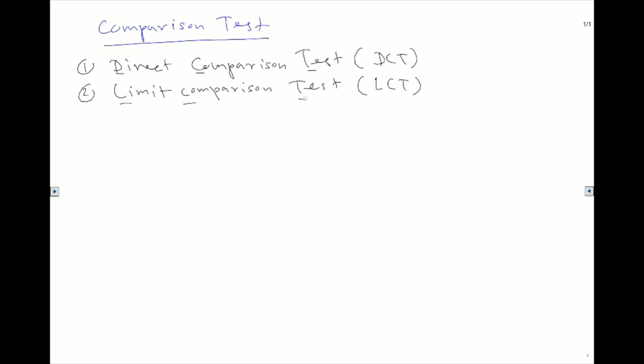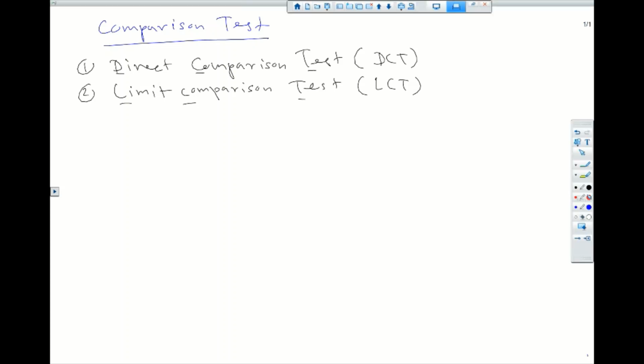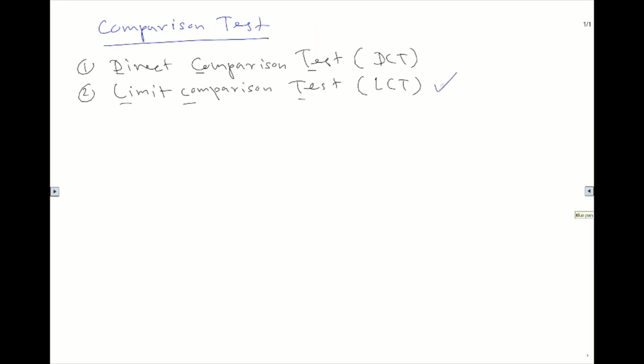Any problem that you can do from the direct comparison test can also be done using the limit comparison test. But there are certain problems where you cannot use the direct comparison test, but you can still use the limit comparison test to prove. So according to that argument, the limit comparison test is more important, because it is much more advanced and there are a lot of things that you can do with it.